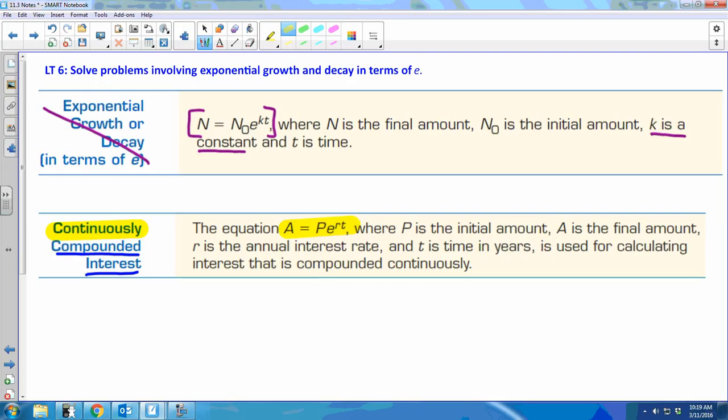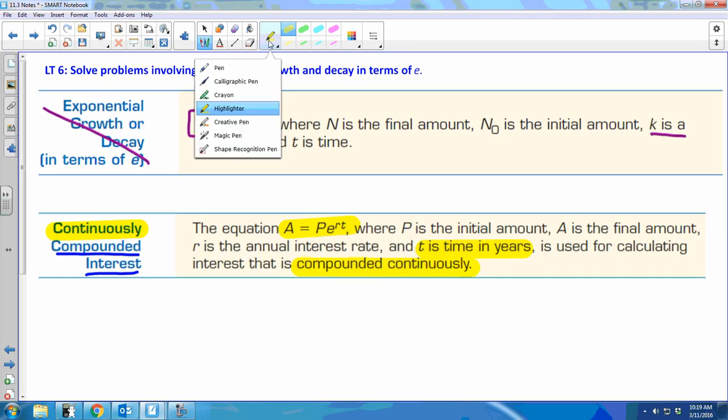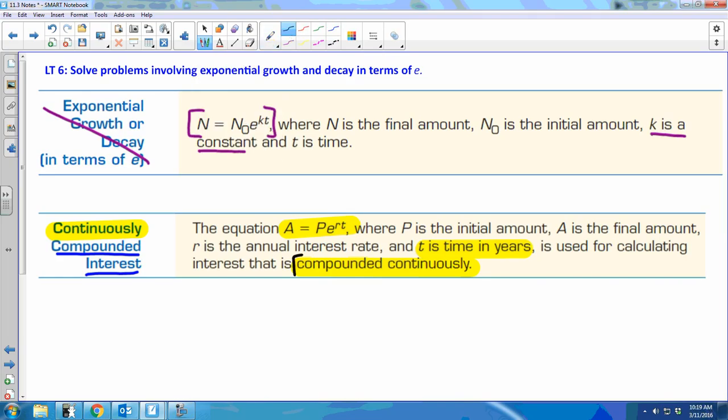A is the final amount, P is the initial amount. You have e to the RT, so R is still your interest rate, and then T again has to be time in years. But again, this only works for interest that's compounded continuously. It has to say that exact phrase in the question in order for you to use it. Everyone okay with that? So I've got two examples, one for each equation.